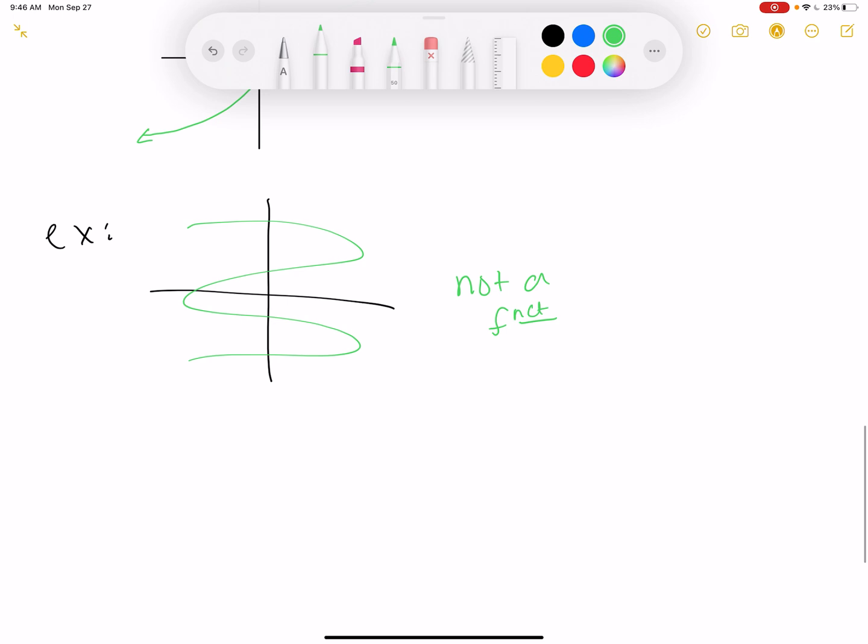That's no function. Another one has no function.